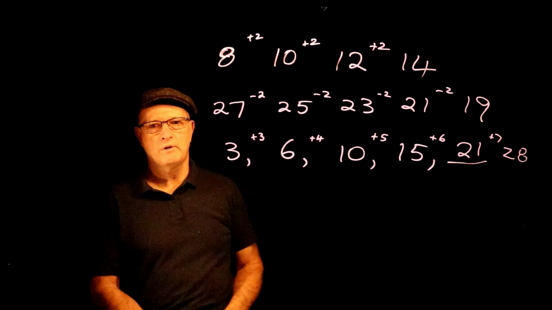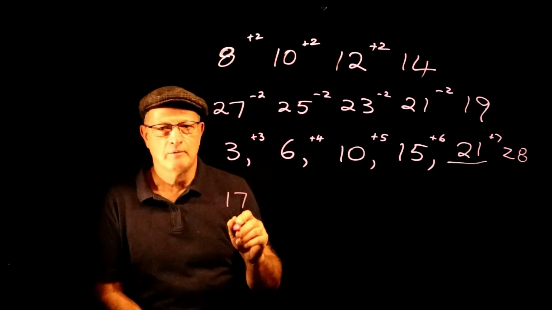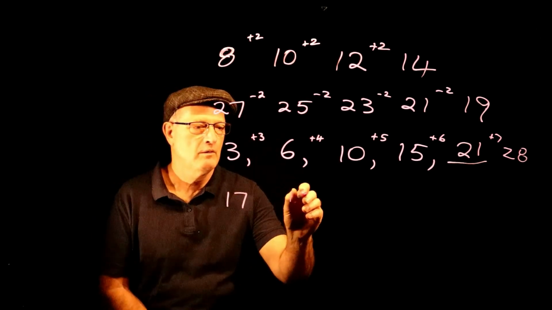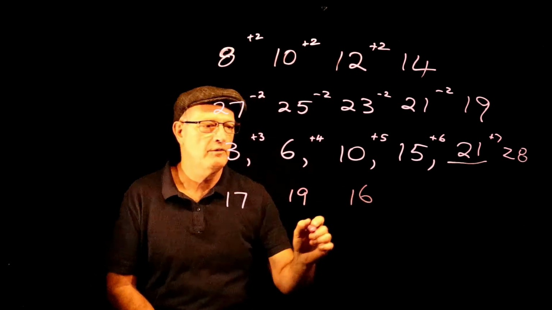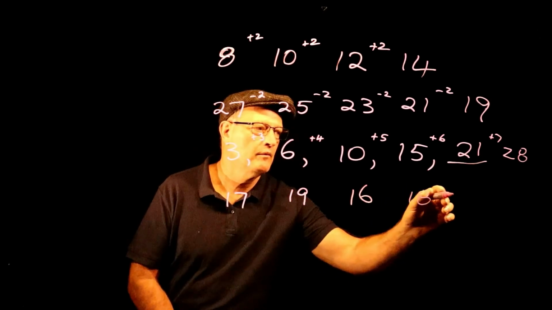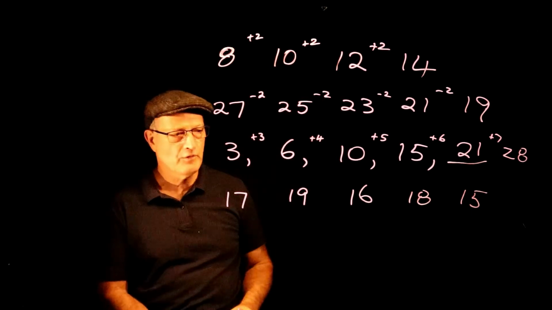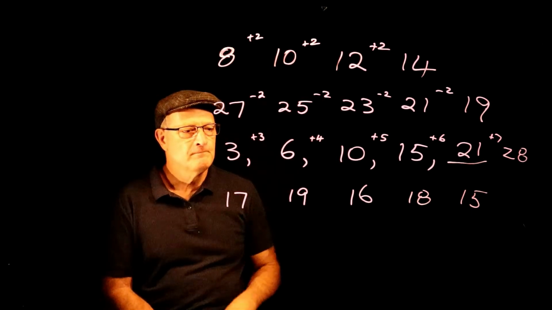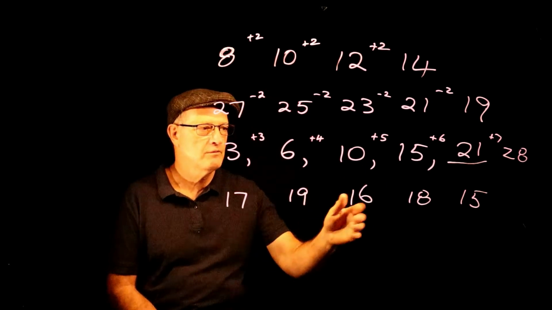Now, sometimes you get patterns like this. Let's start with 17, 19, 16, 18, 15. What's happening there? 17, 19, 16, 18, 15.